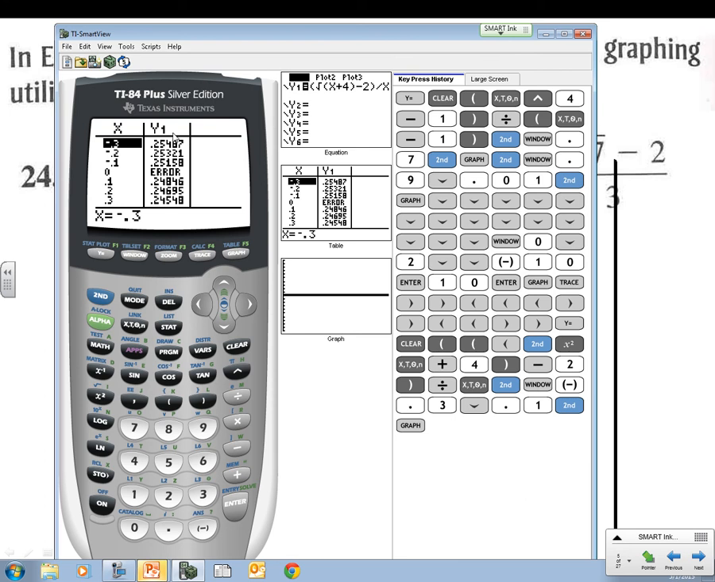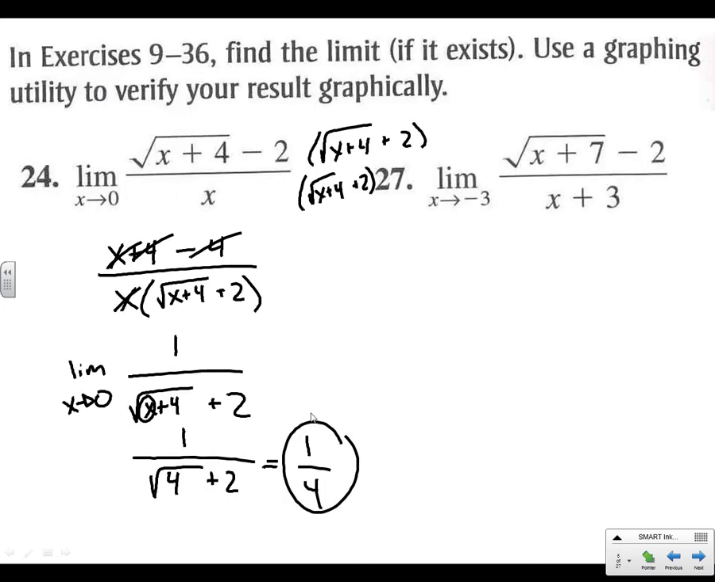Checking the table, 0.25, 0.248. Does that close in on a quarter, 0.25? Absolutely. So it looks like our answer was correct with 1/4, or 0.25.